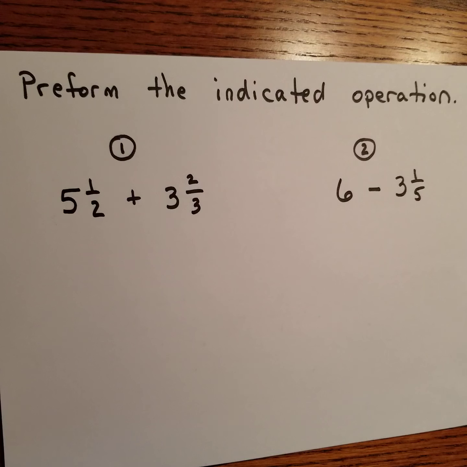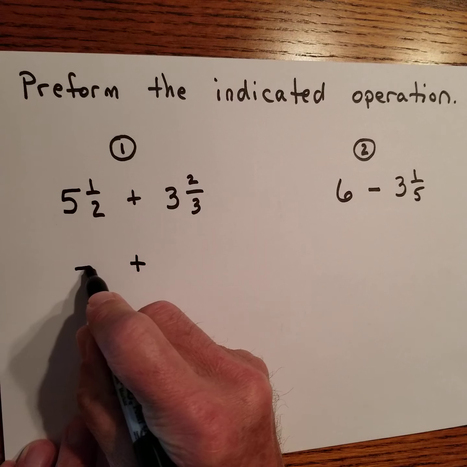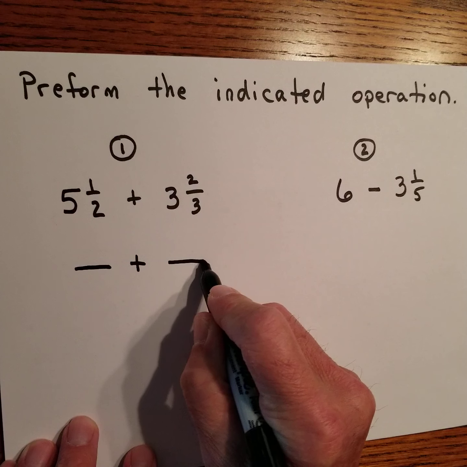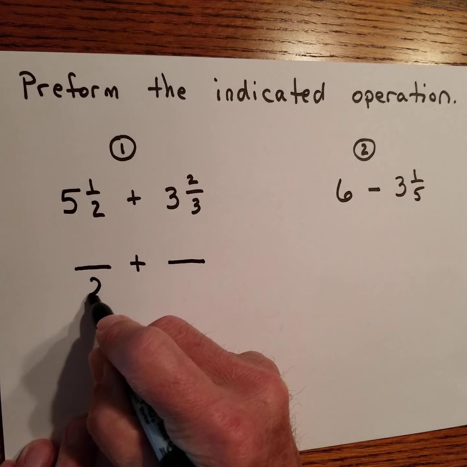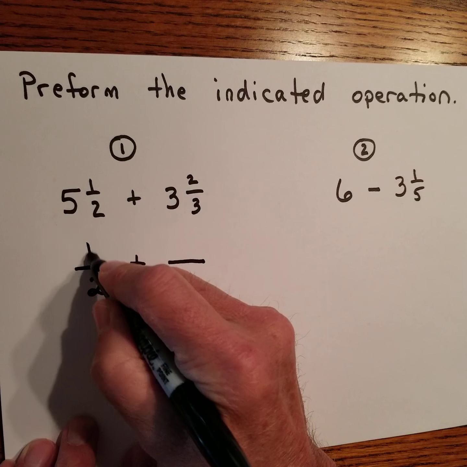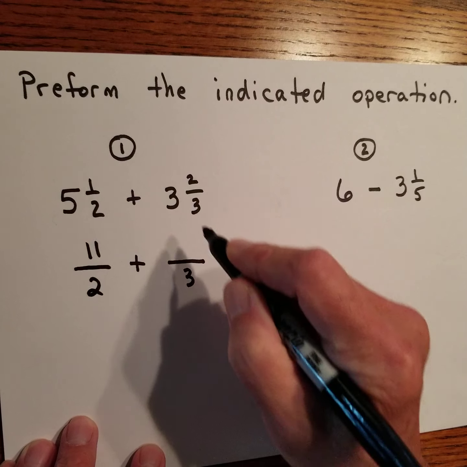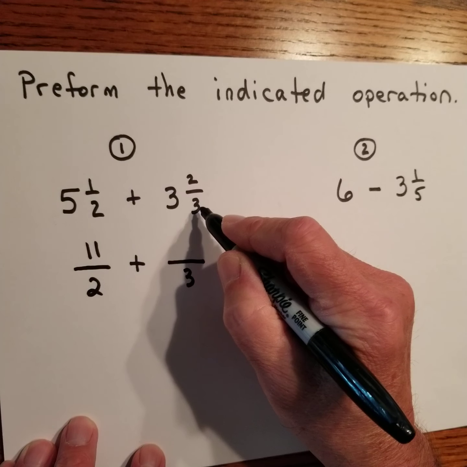In this video, we'll continue our work with fractions and mixed numbers. In number 1, we're adding. When we add mixed numbers, step 1 is to change them into improper fractions. Keep the denominator. 5 times 2 plus 1. Keep the denominator. 3 times 3 plus 2.